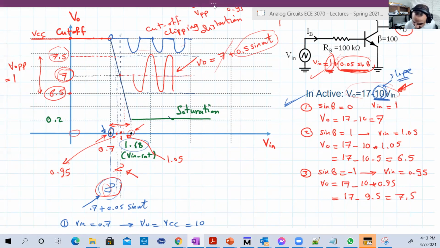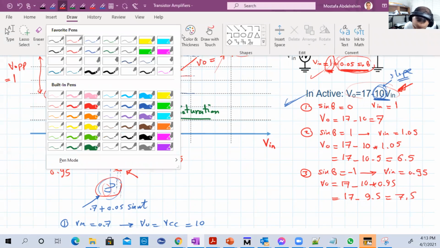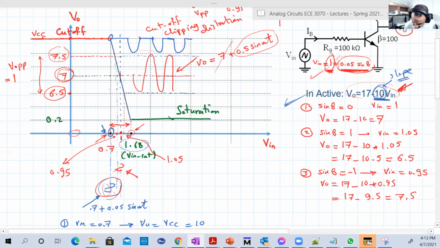Let's check again. Let's have another color. Let's do with this guy, for example. So we're gonna put a sine wave. This time it is 1.68, which is the input set, plus 0.05 sine omega t or sine theta. Number one, when sine omega t is equal to 1, the input will be 1.68. It's in here. At that time, VO is equal to 0.2.